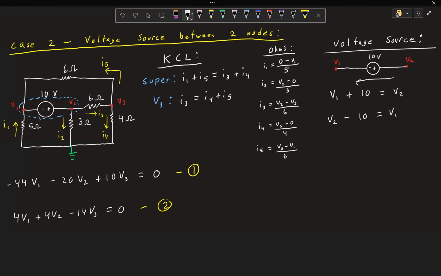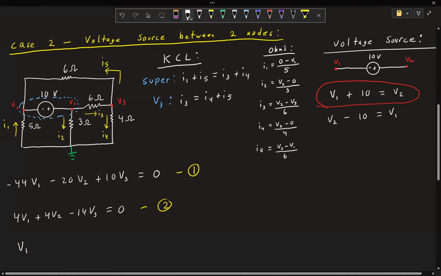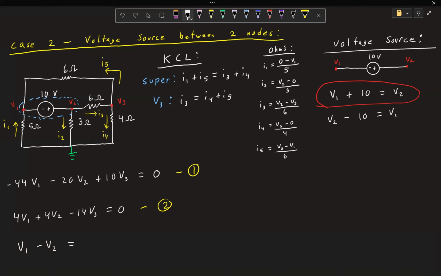I prefer personally to go minus to plus, so I always like to say like the V1 plus 10 equals V2. So that's the one that I'm going to use, but you could have used either. So now you can just bring that over here and rearrange it in the proper order. And our third equation will be V1 minus V2 equals negative 10.